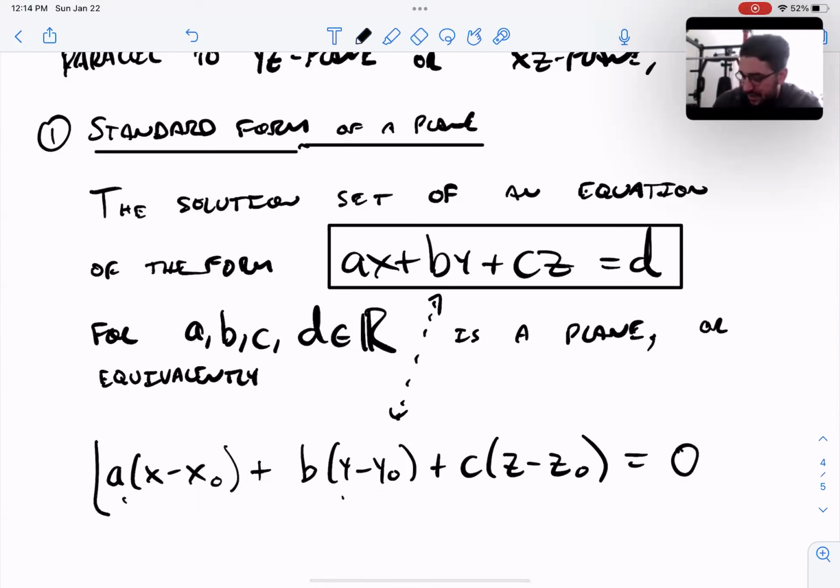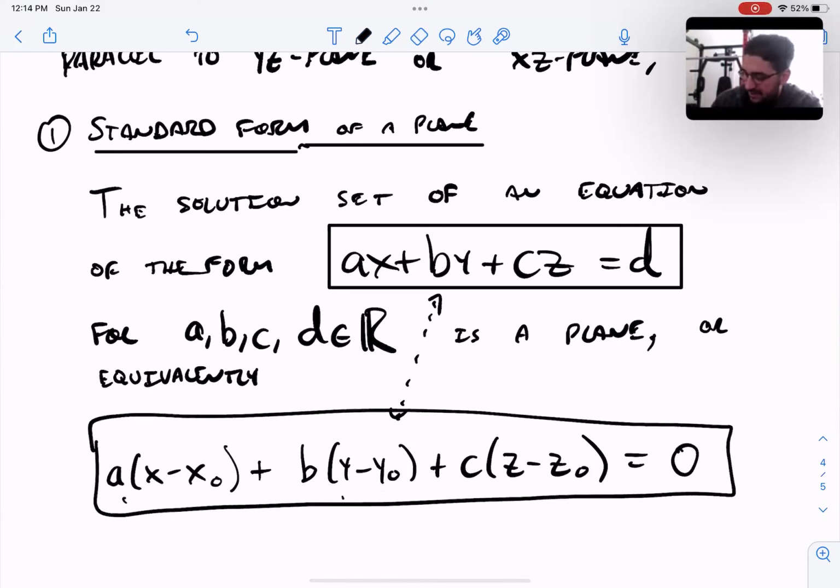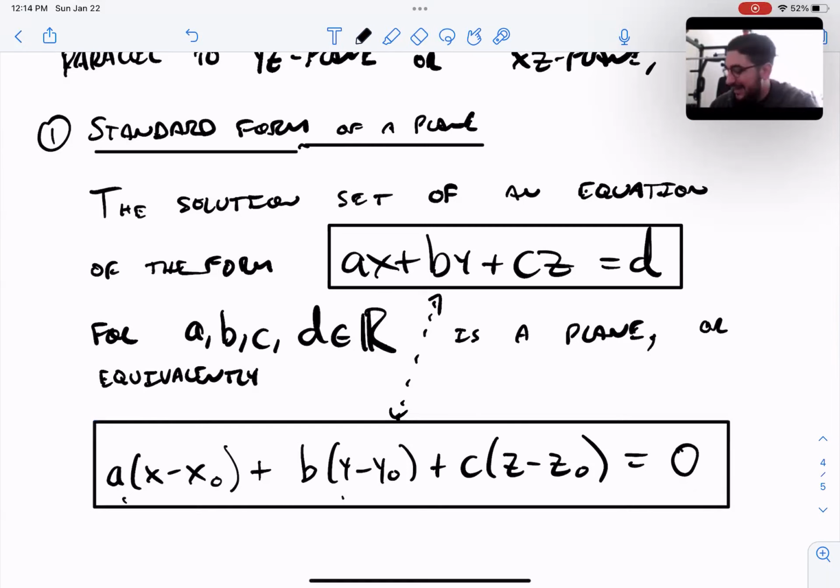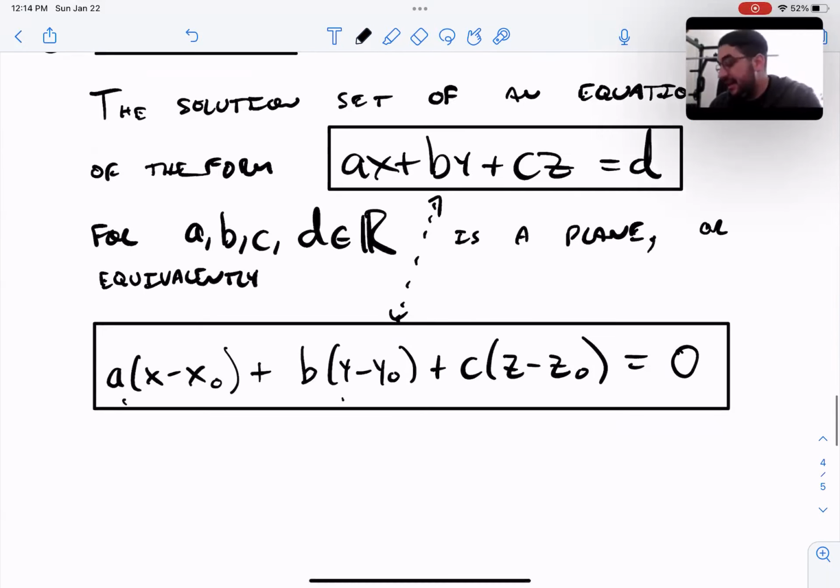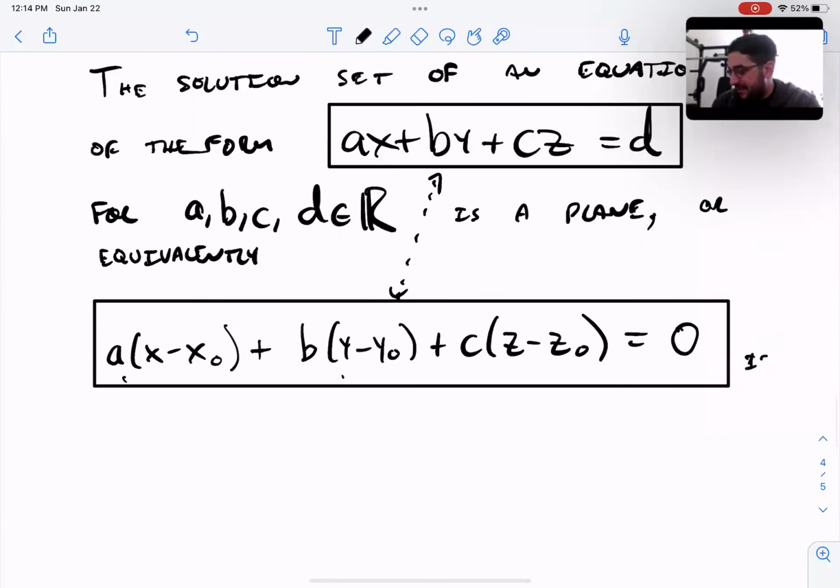Now, let's get the box back there. There we go. Then why is the second one, you might say the first one's so much prettier, right? Why is the second one preferred? Well, my claim is that the second one is easier to interpret, like what plane it is exactly geometrically.